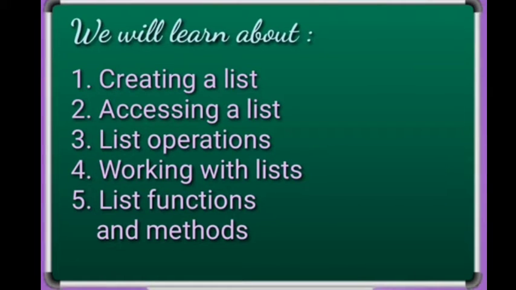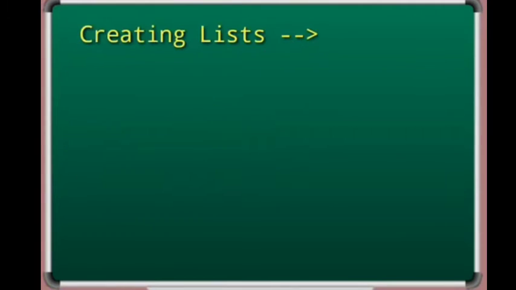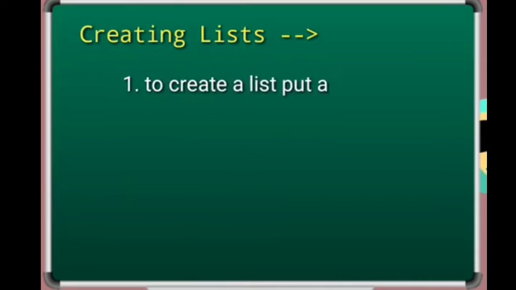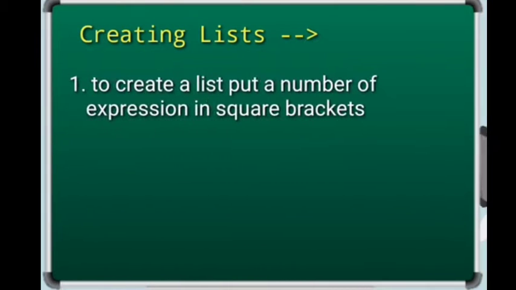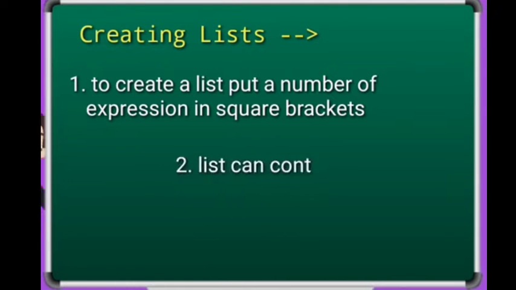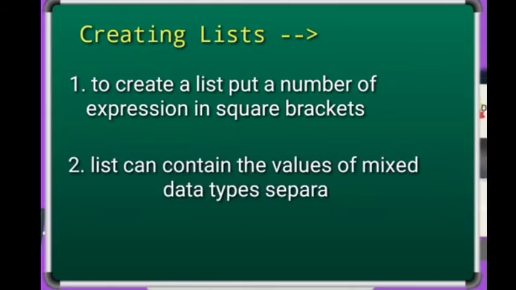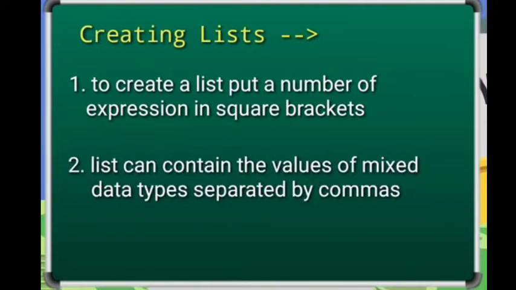So let us begin with the first topic, how to create a list. The first thing you have to keep in mind while creating a list is that the expressions which you are including need to be enclosed in square brackets. The second point you need to remember is that a list can contain values of mixed data types, maybe integer, float, string. However, the items included inside the list should be separated by commas.